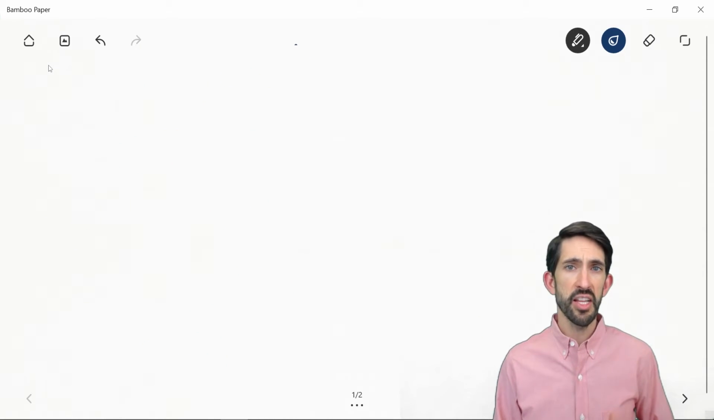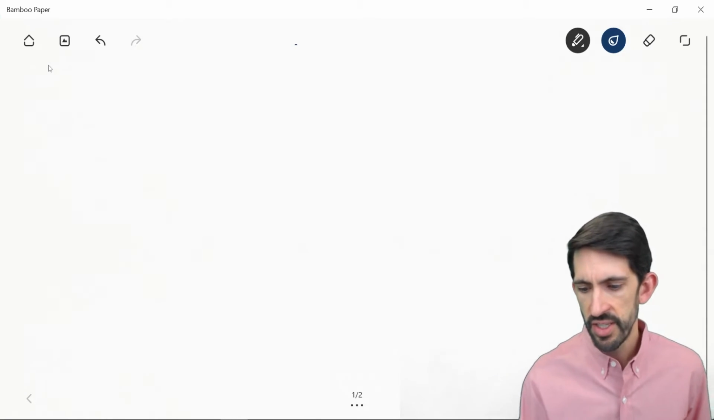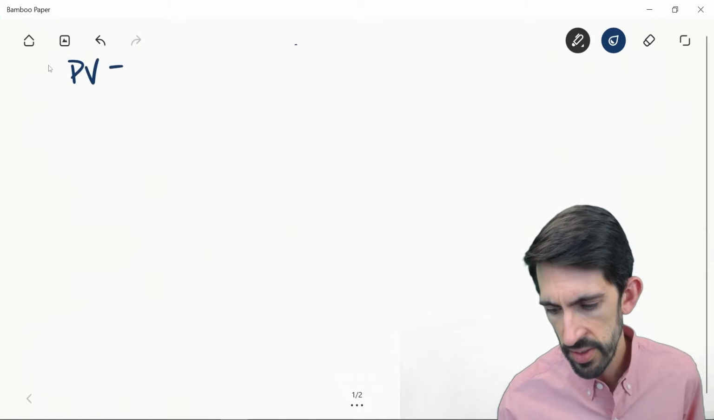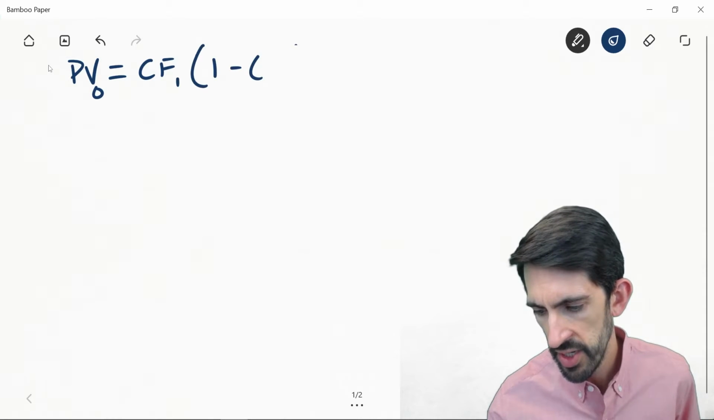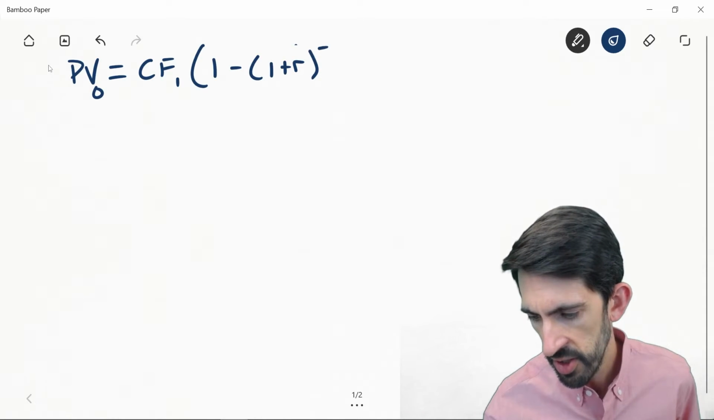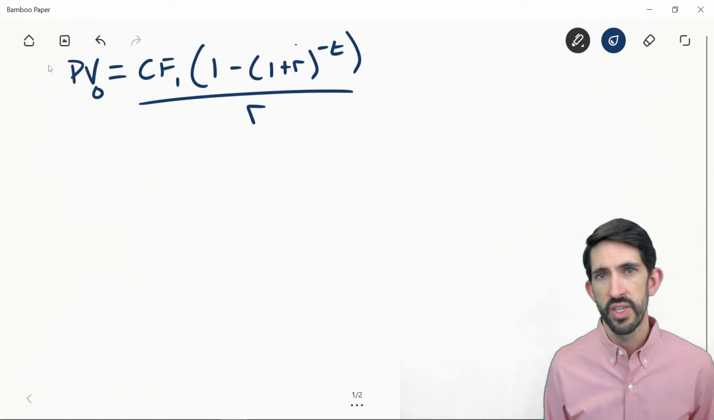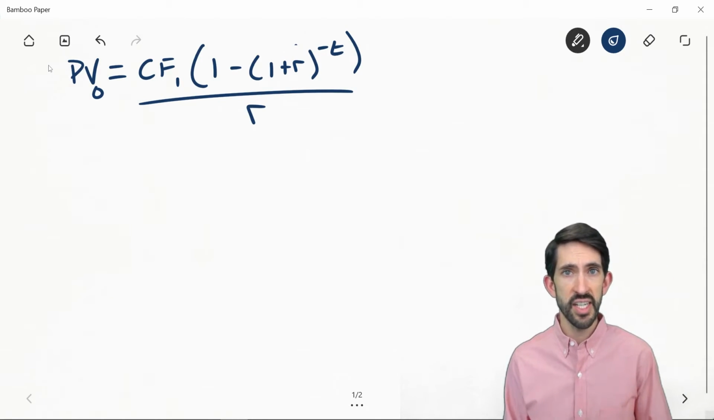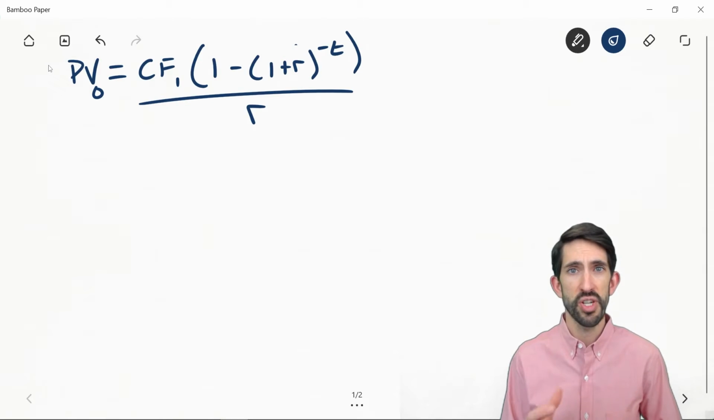Now let's look at a slightly more complicated example, but using the same technique. So here we're going to look at the present value of an annuity. So we can write the present value of an annuity as the present value at time 0 is equal to the cash flow at time 1 times 1 minus 1 plus r to the minus t, all divided by r. So we're still going to have to isolate that t so we can know how long it takes, how many periods we need to compound to achieve a particular present value.